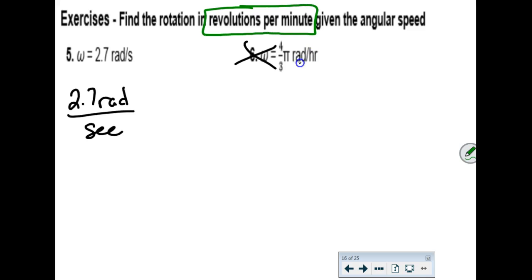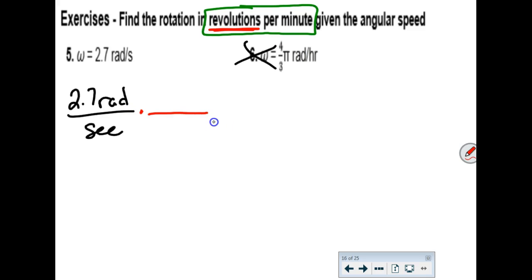We currently have an angular velocity of 2.7 radians per second. And then I'm looking ahead, and they want revolutions per minute. They're not happy with my labels, apparently. So we're not actually calculating anything different. We're just converting. So I need to convert radians to revolutions, and I need to convert seconds to minutes.